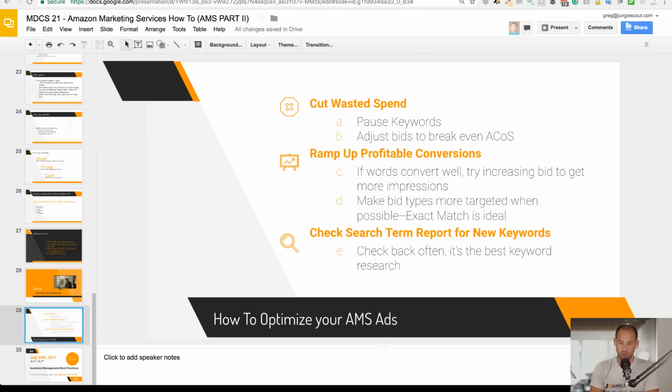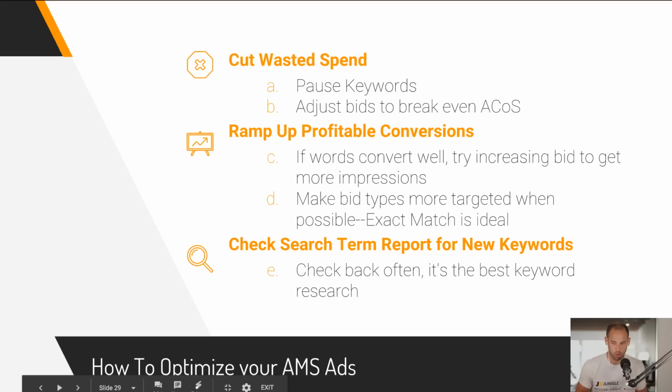I real quick want to talk about, after these have been running for a little while, what do we need to do to make sure that they are optimized and that we're getting the most bang for the buck? So my strategy with my sponsored products, my headline ads, and my product display ads is to keep my ACoS, that's my advertising cost of sale, at either the break-even point for when I make zero profit on that particular sale or better.